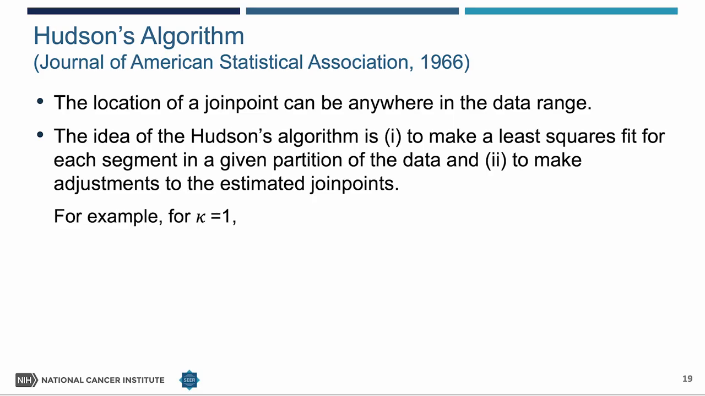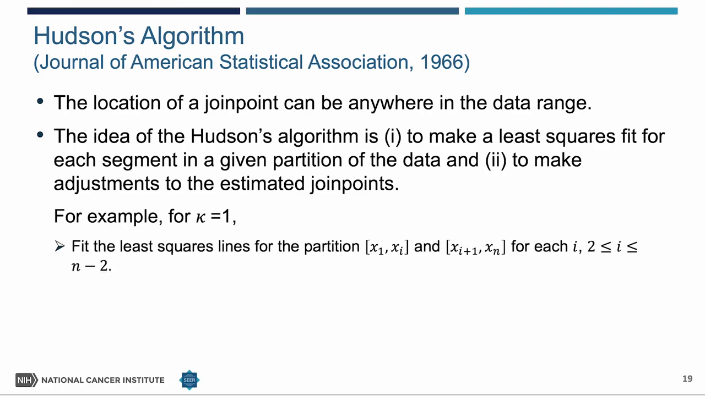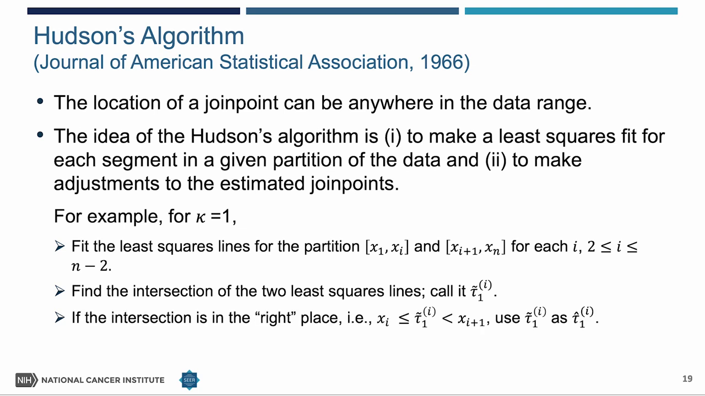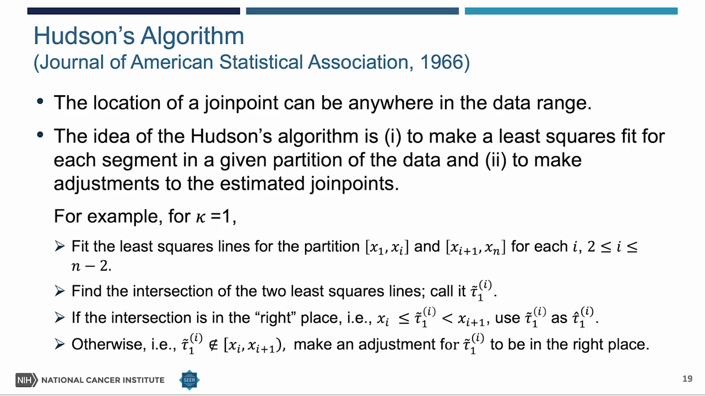For example, consider the case with one join point. Fit the least squares lines for the partition x1 through xi and xi plus 1 through xn for each i. Find the intersection of the two least squares lines, call it tau tilde. If the intersection is in the right place, meaning that it is between xi and xi plus 1, use tau tilde as tau hat. Otherwise, make an adjustment for tau tilde to be in the right place.